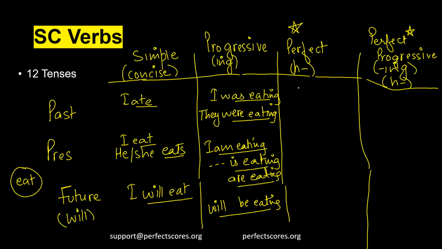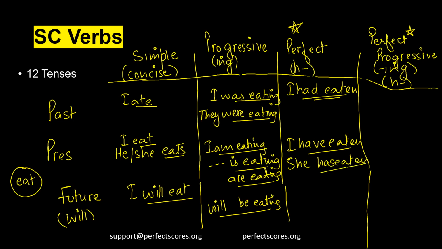So perfect tense, past. I had eaten. And that applies to all. I had eaten, she had eaten, they had eaten. So regardless of the number of the noun or the pronoun, you have to use had. For present, I have eaten. They have eaten. He or she has eaten. So you need to be careful about has versus have. And in the future, again, you just need to add will and be. I will have eaten. And that applies to all, singular or plural.